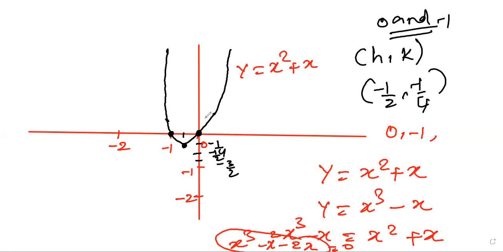Minus 1 and 0, which means the cubic equation will pass through. This is minus 1, right? And 0, maybe like this. Is it clear? Yes, ma'am. Clear. So now if you focus on the shaded region, these are all going to be the bounded region.